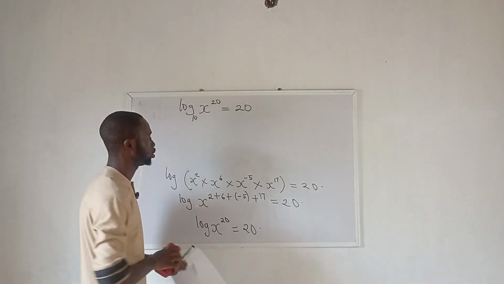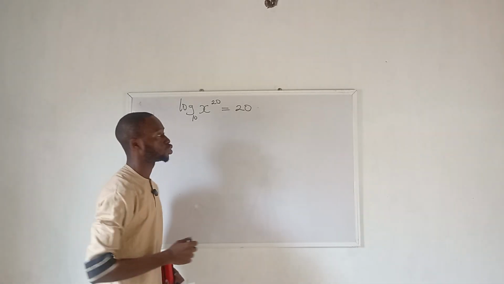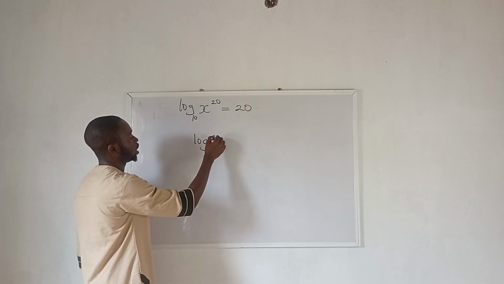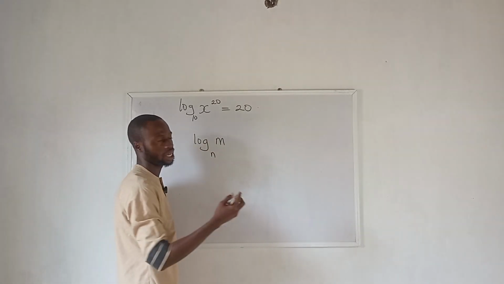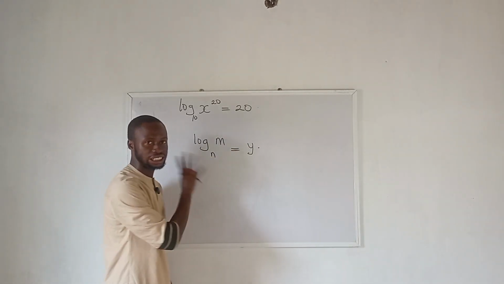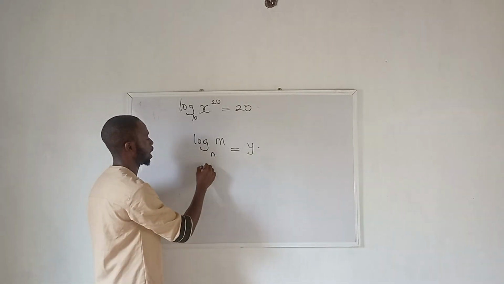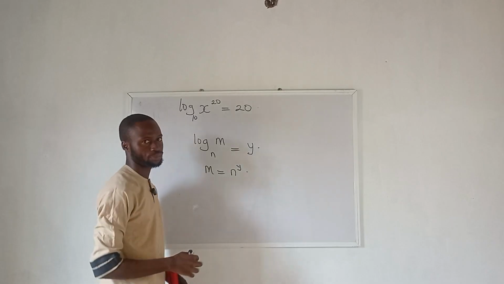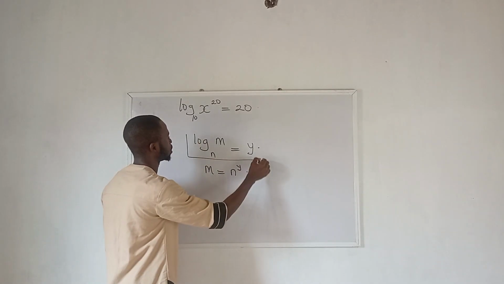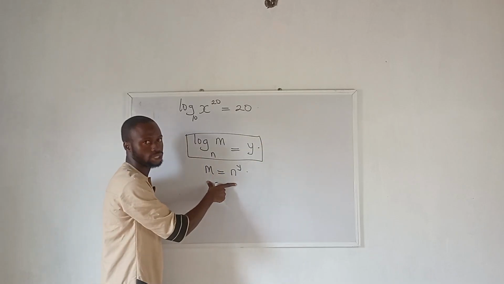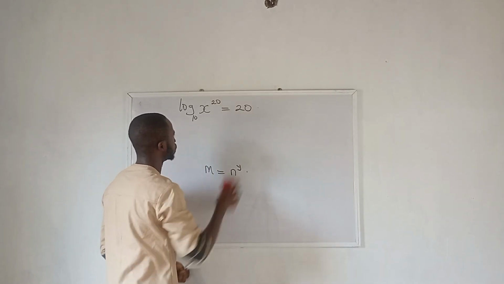There's a particular rule that I need to introduce to you. It's also a logarithm rule. That rule states that if you have log m base n equals y, I'm only using random variables, so it's not compulsory that it must be n. If I have a scenario like this, it can be rewritten as m equals n raised to the power of y. There's a proof to it, and we can actually do that. But if I have a scenario like this, then I can rewrite this to equate to this. Is that understood?